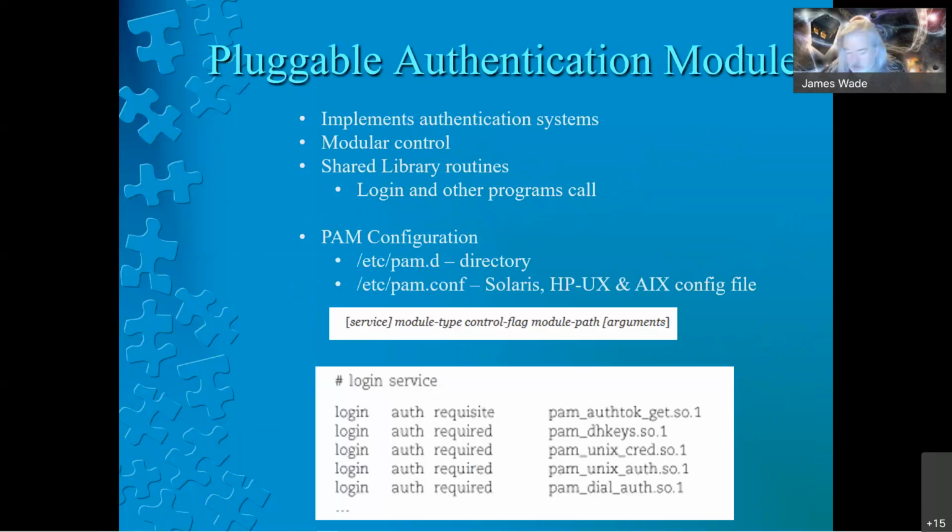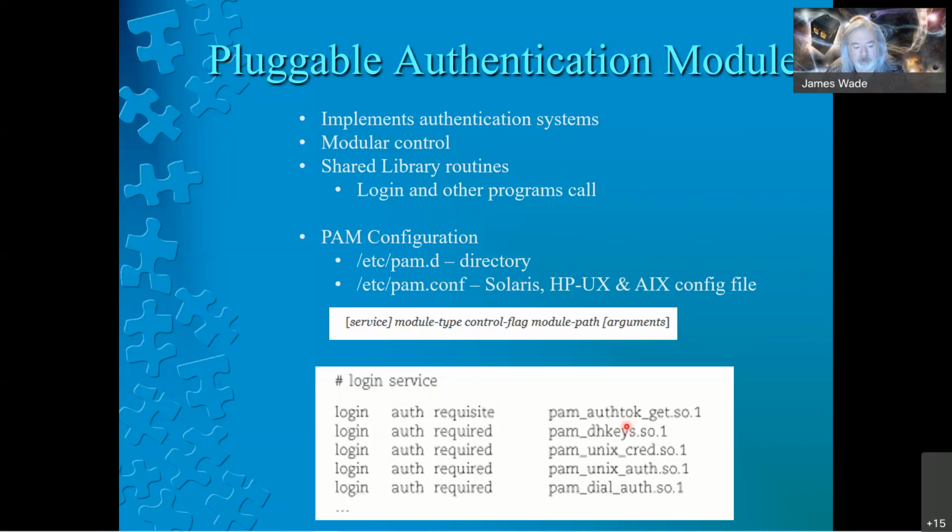Now, there are different types of security modules. One of them is called PAM, Pluggable Authentication Module. It implements authentication for systems. It has modular controls, has shared library routines that programs can use when they want to offer logins. PAM configuration is in /etc/pam.d, and there's a pam.conf for Solaris, HP-UX, AIX. So here we go. If you look, you have the login service, and the login service uses PAM for authentication.